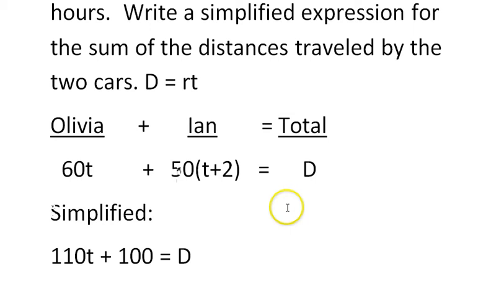So once we simplify it, which means we distribute the 50 through here for Ian to the T plus 2, we get this expression, and that would be our expression for the sum of the distances traveled, because sum is just add. So if I knew how much time was in here, I would just plug that in for t, and I'd know how much distance they went together. Okay?